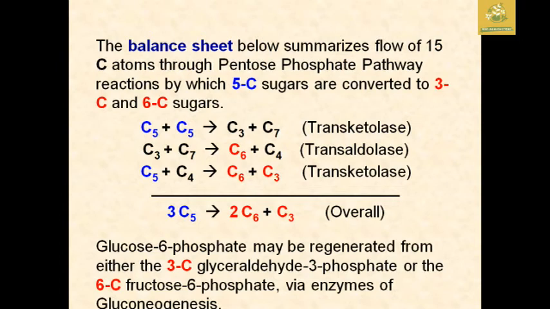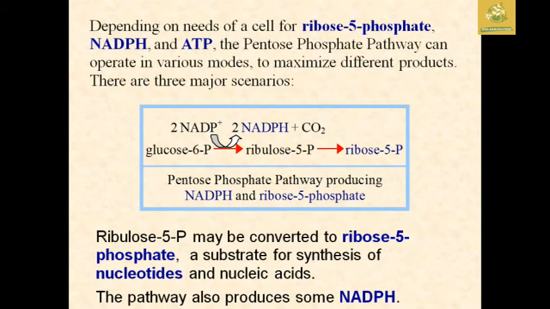So while seeing the balancing, the 3 5-carbon compounds are converted to 2 6-carbon compounds plus 1 3-carbon compound by the process of transketolase, transaldolase, ketolase. So these are known as the enzymes of this process.